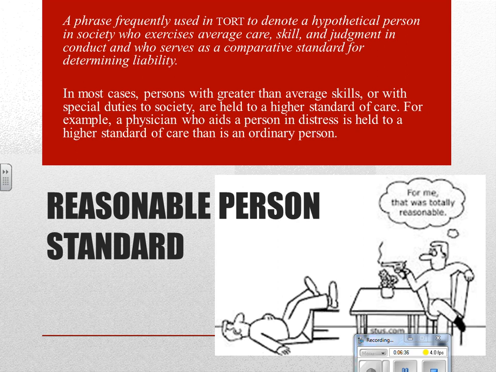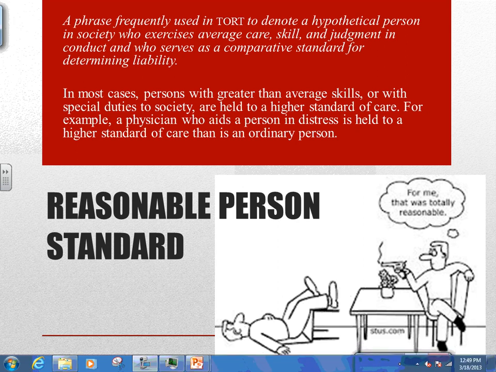Okay, a phrase that is frequently used in tort law is reasonable person standard. You will hear this again and again. Our little example here says, for me, that was totally reasonable. Okay, he shot the guy. Now, this is supposed to be ironic or sarcastic because it's demonstrating that what's reasonable for you and what's reasonable for me might be very different things.